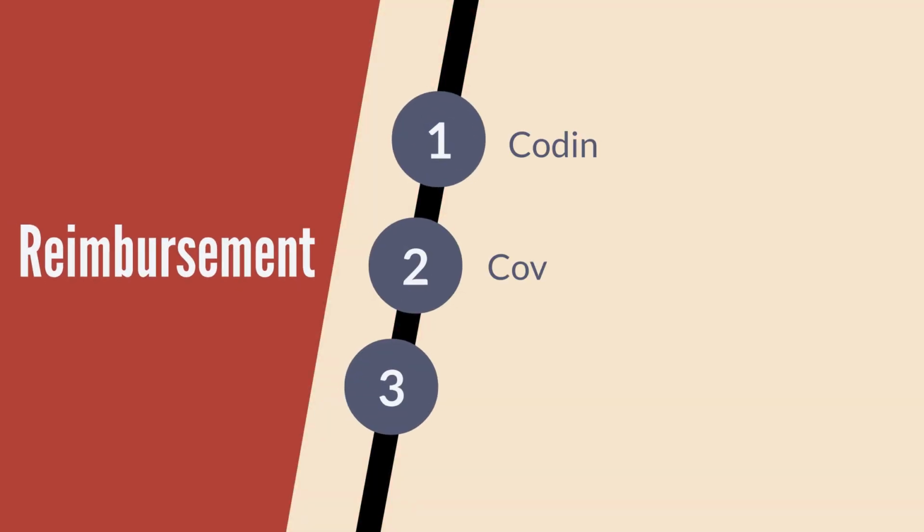If you've ever wondered how medical devices actually get covered by insurance, you're not alone. Remember, there are three pieces to the reimbursement puzzle: coding, coverage, and payment. We've already talked about coding, so today we're going to talk about coverage, how payers like Medicare, Medicare Advantage, Medicaid, and private insurance decide whether to cover a medical device.